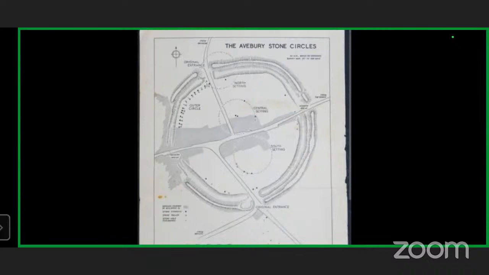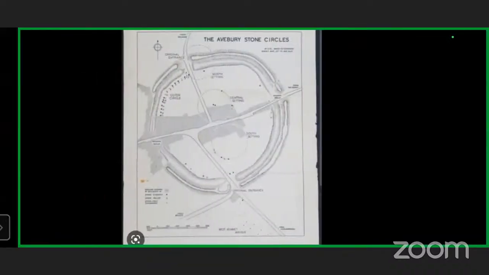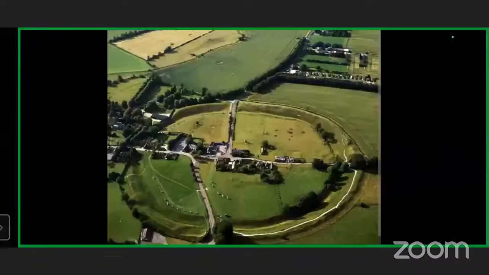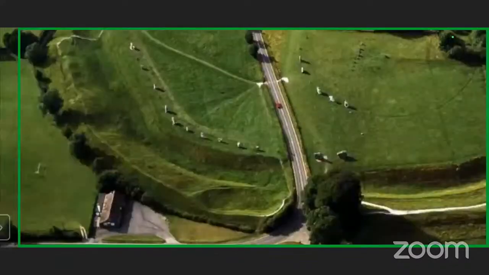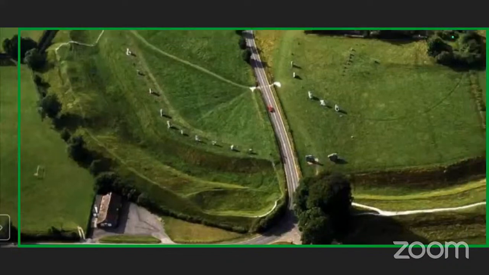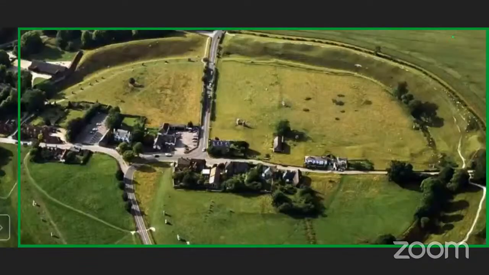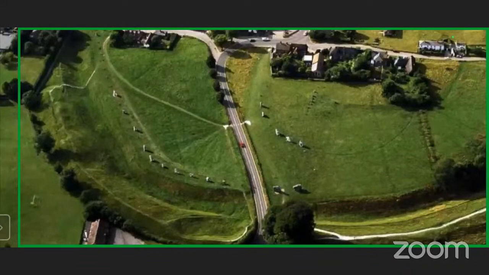Now, this is a rather interesting image. This is the Avebury Stone Circle, and this is how it looked in 1900. Look at all those stones on the left. How many stones are on the left there? 2, 4, 6, 7, 8, 9, 10. More than that. So before the work of Alexander Keiller, in 1900, those 10 stones on the left, or however many there are.